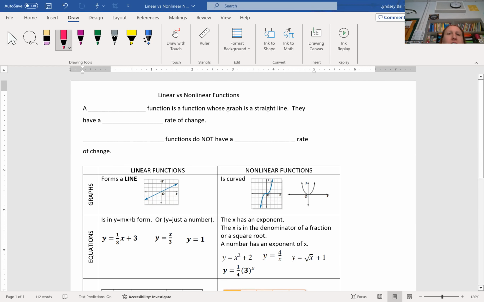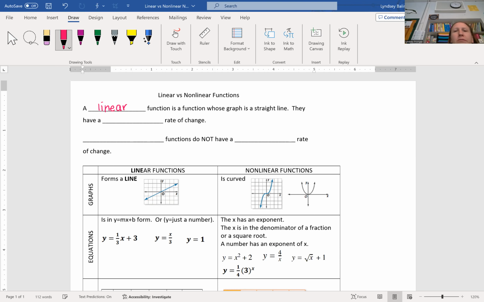Okay, so we talked about functions and how a function is a relation where each input has exactly one output. If it's a graph, it passes the vertical line test, which shows you that each input has exactly one output. This video is going to be about the difference between linear and nonlinear functions. Okay, so a linear function, I'm going to fill in some blanks.